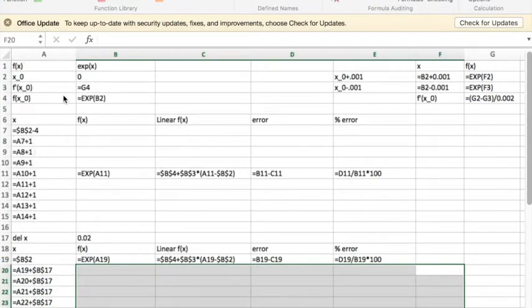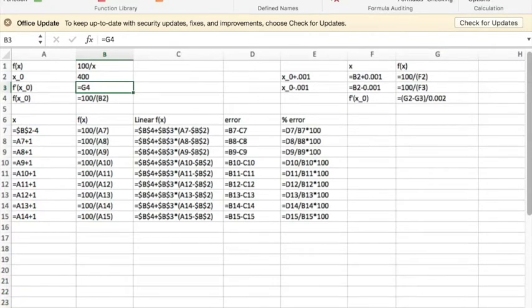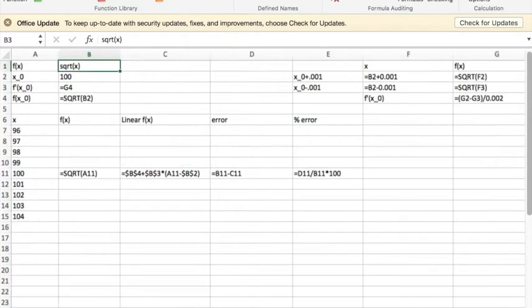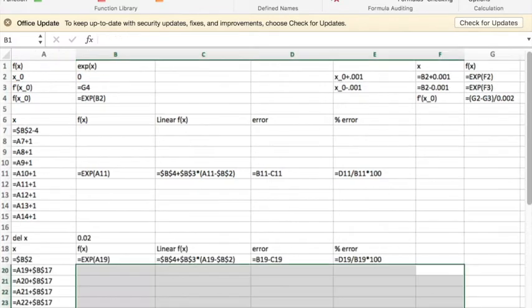If we look at the top part of this, we're using the same template we've been using, and notice where everything is set up. If I compare it to the previous examples, it's pretty much character for character the same thing, except I have a different f of x and a different x naught.